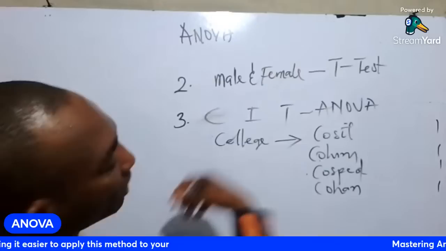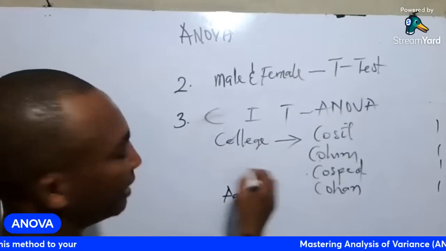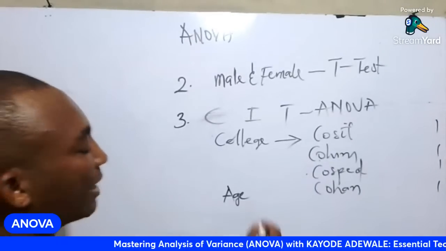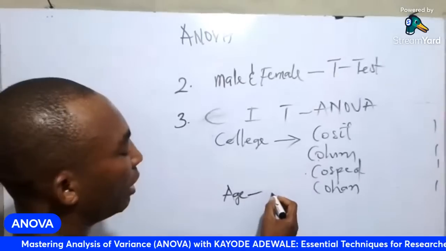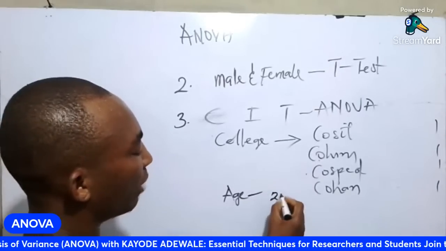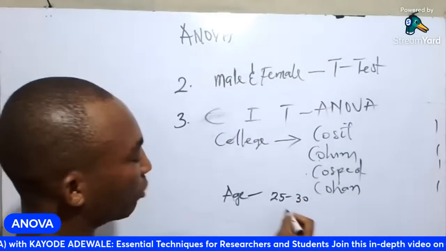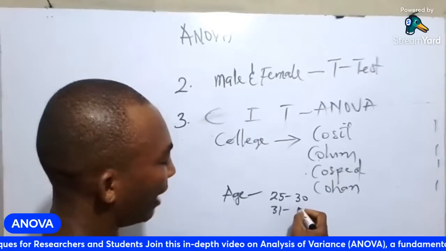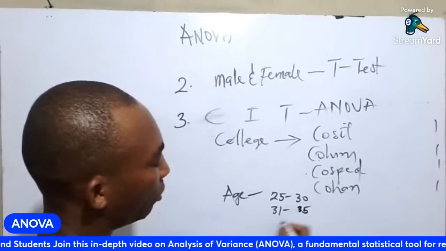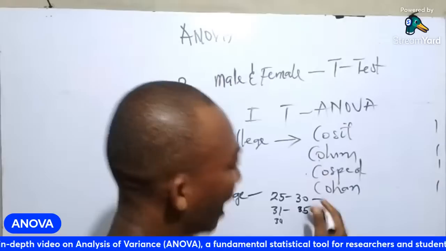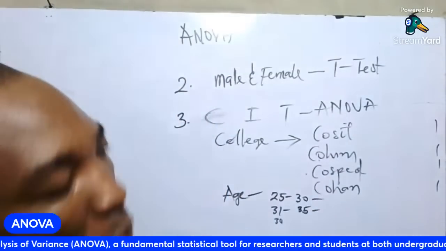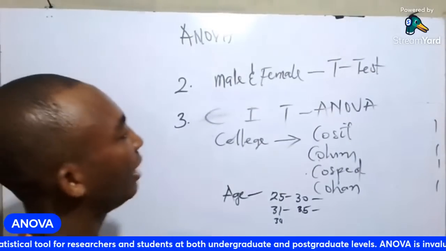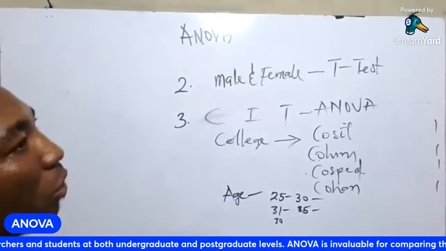Okay, another common example is when you are talking about age. When you are sampling the age of people, you might have grouped the age. Maybe you are talking about the age of a teacher between 25 to 30, that is the first group. Then 31 to 35, then 36 and above. Of course, this will be more than 3. So once it is 3 or more, you make use of analysis of variance.